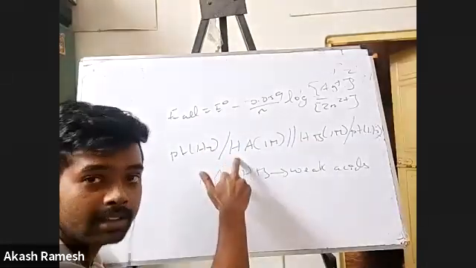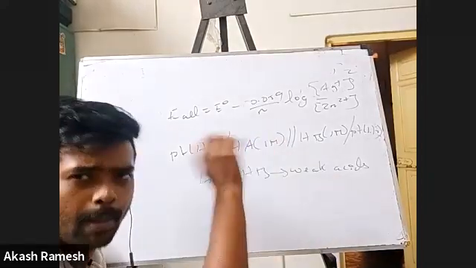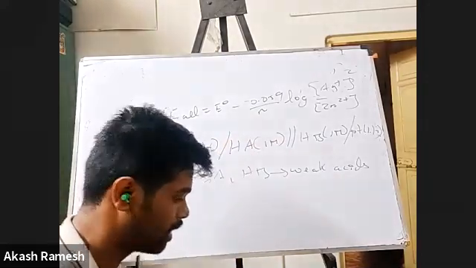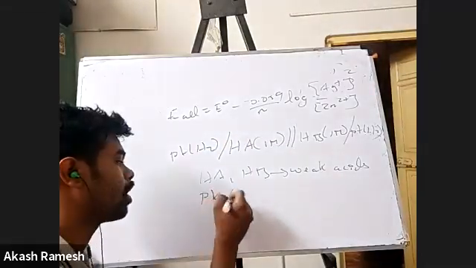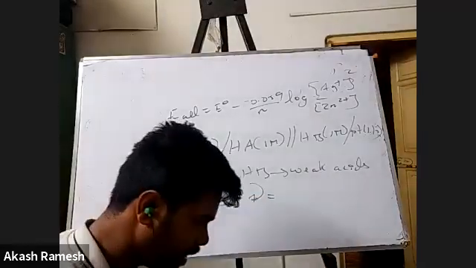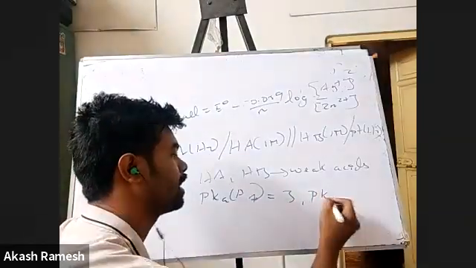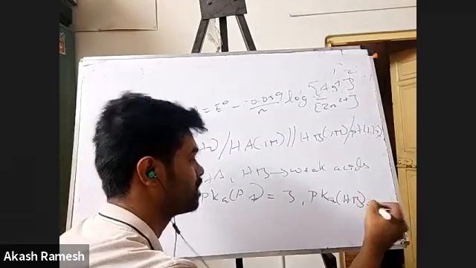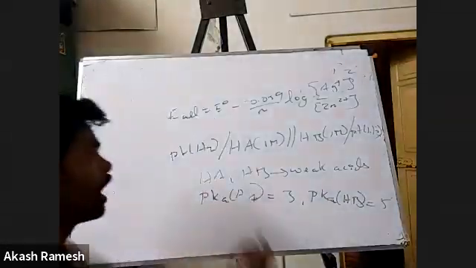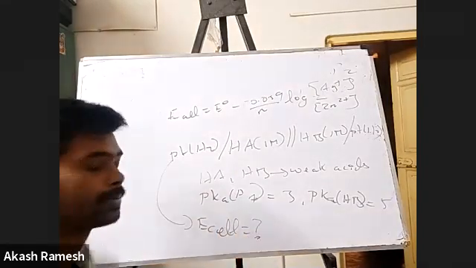But I know this is a weak acid. From this 1M concentration, not all of these 1M are going to come. Some amount of this are going to come, right? So for you to find out, they have given the pKa of HA to be 3, and pKa of HB, the second acid, is 5, right? So I want you to find what is the E cell of this.